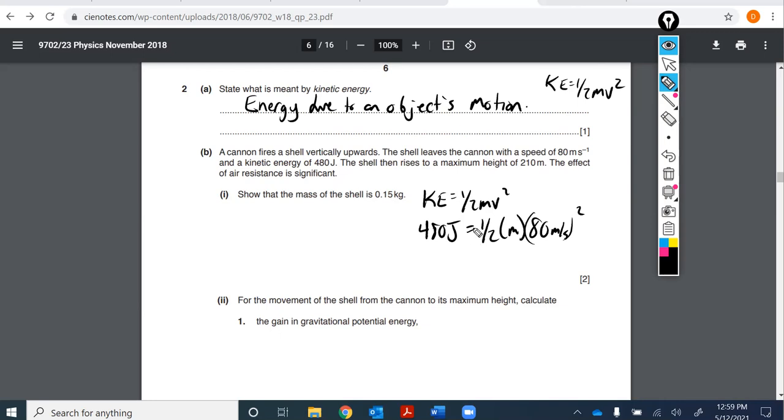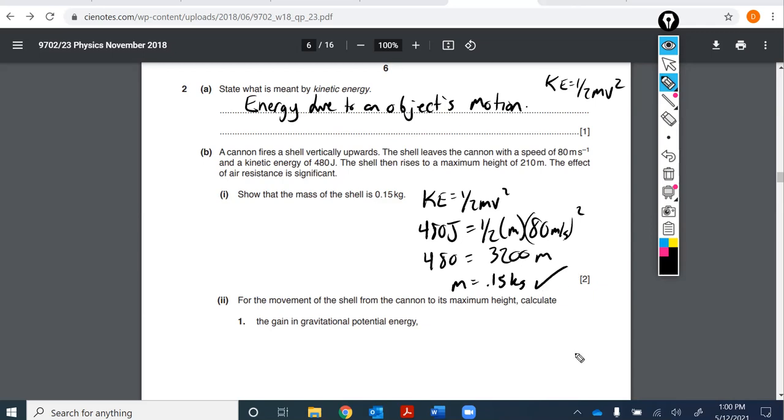So let's take 80 squared, 6,400, times it by 1/2. And so 480 equals 3,200 m. Divide each side by 3,200. We get m equals 0.15 kilograms.